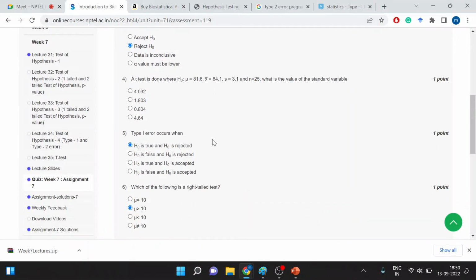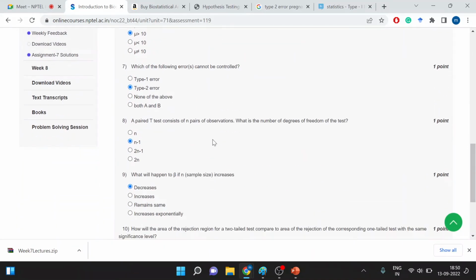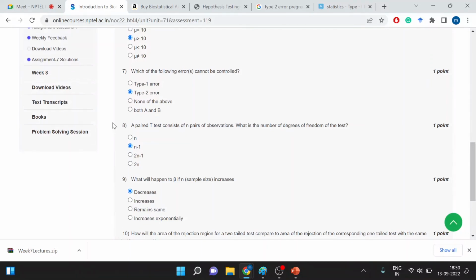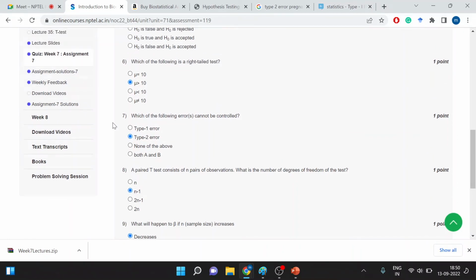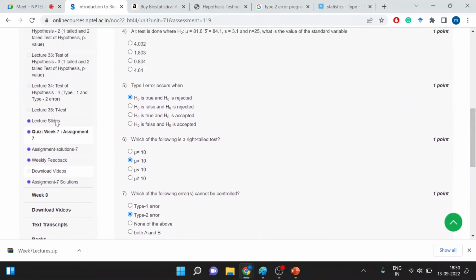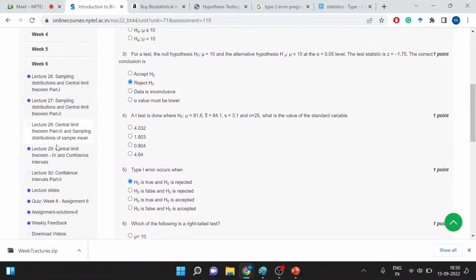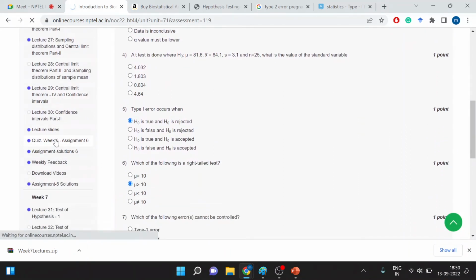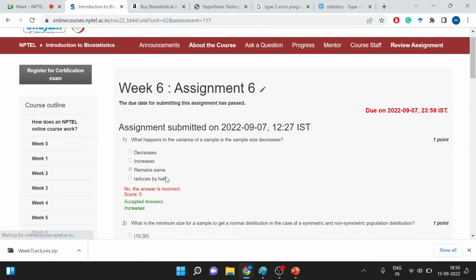Sir, when you finish, I have a doubt regarding assignment 6. Is everyone okay with assignment 7 for now? We can go back to 6 if everyone's done with 7. Is that okay with everyone? Please tell me if it's not okay and we can stay here a little longer. Yes, sir. Okay, great. So let's go to the week 6 assignment.